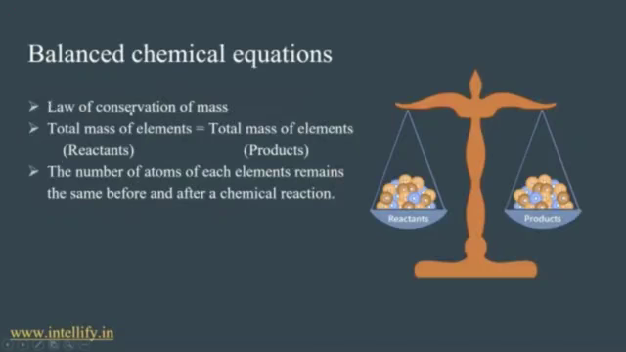You know about the law of conservation of mass. That is, mass can neither be created nor be destroyed in a chemical reaction. The total mass of elements in the reactant side should be equal to the total mass of elements in the product side. For example, if you have 2 atoms of oxygen in the reactant side, you should have 2 atoms of oxygen in the product side also. So the number of atoms of each element remains the same before and after a chemical reaction.